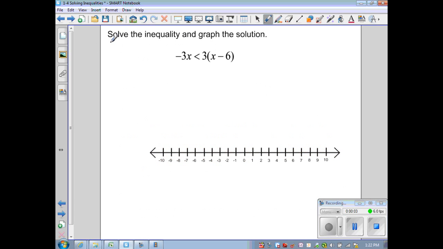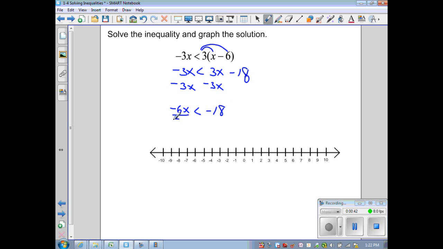Our first example, solve the inequality and graph the solution. Here we want to copy the problem. Negative 3x is less than 3 times the quantity x minus 6. And then we want to simplify by the distributive property. Negative 3x is less than 3 times x, which is 3x, minus 3 times 6, which is 18. Get our variable terms on the same side, so I'm going to subtract 3x on both sides. And when I do that, that gives me negative 6x is less than negative 18.